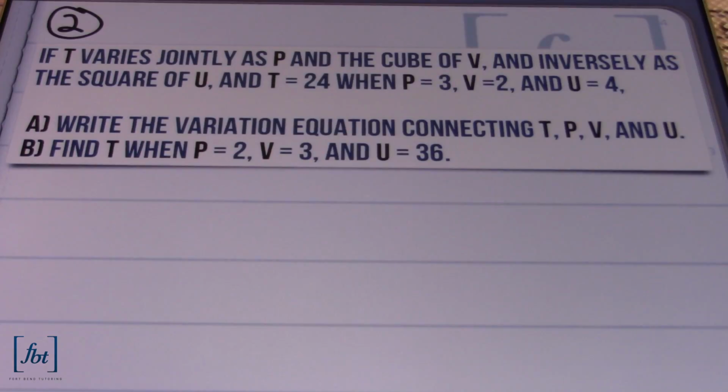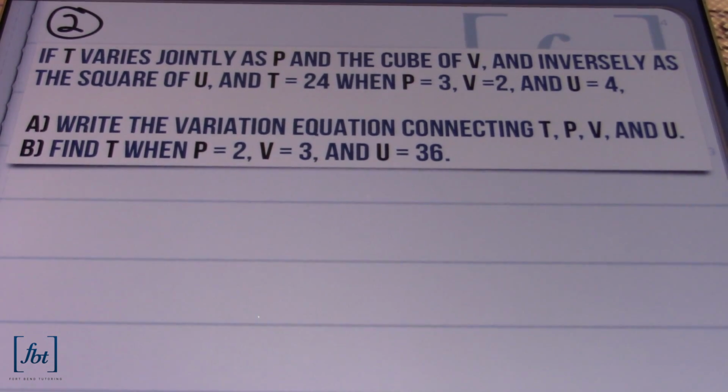Next problem. In problem 2, we have if t varies jointly as p and the cube of v and inversely as the square of u, and t equals 24 when p equals 3 and v equals 2 and u equals 4. A, they want us to write the variation equation connecting t, p, v, and u. And part B asks us to find t when p equals 2, v equals 3, and u equals 36.